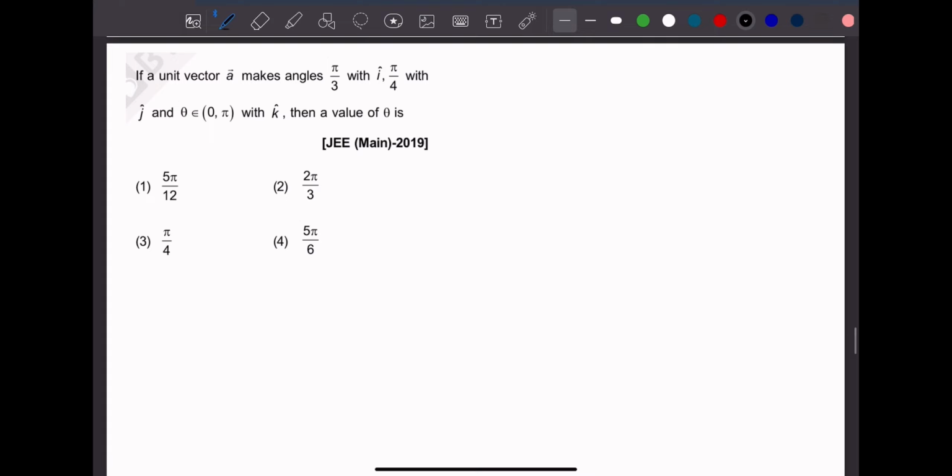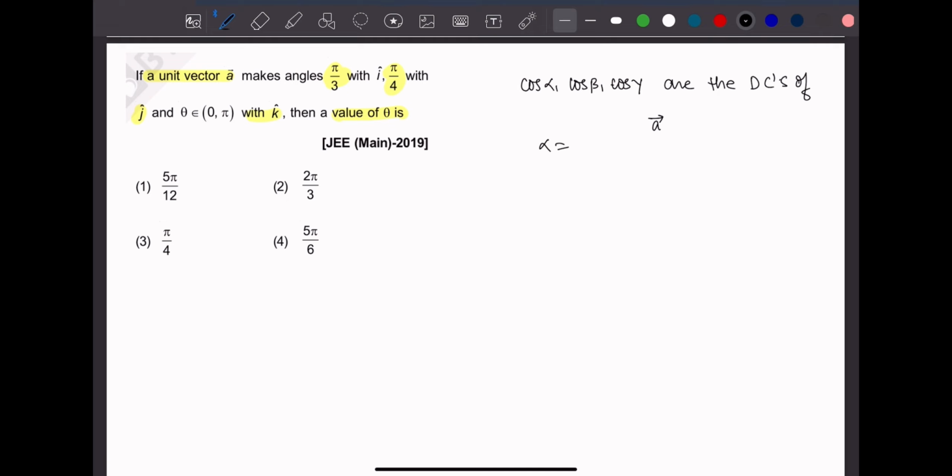Let's move to the next question, which is a very easy question, an NCERT based question. The question says a unit vector A makes angle alpha pi by 3 with i cap, pi by 4 with j cap, and theta with k cap. Then what is the value of theta? So we know that cos alpha, cos beta and cos gamma are the direction cosines of a vector. Because we have a unit vector, we will choose direction cosines.